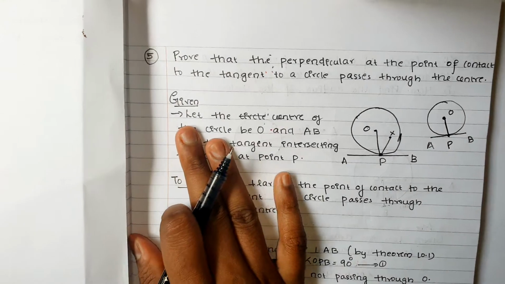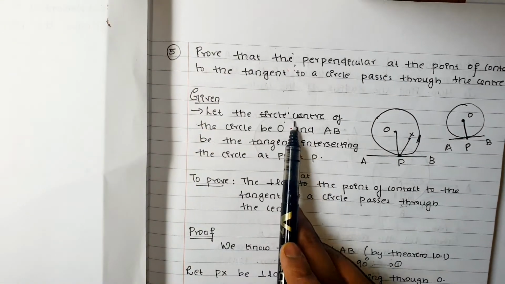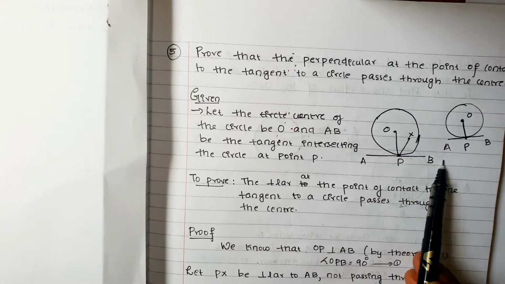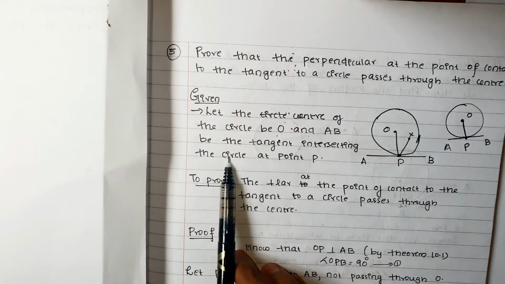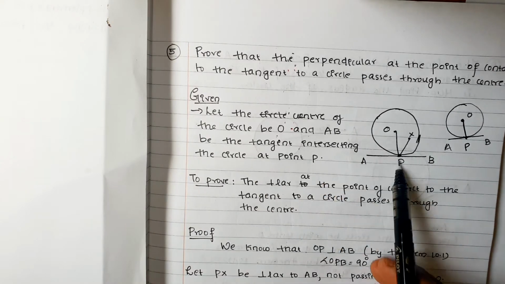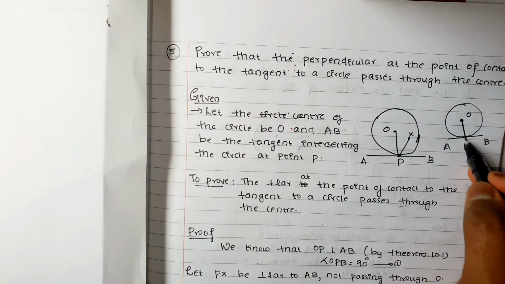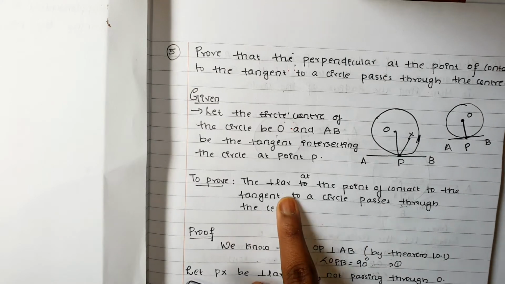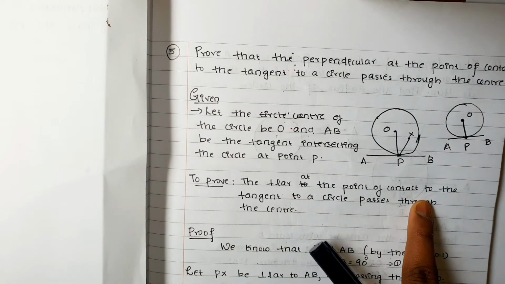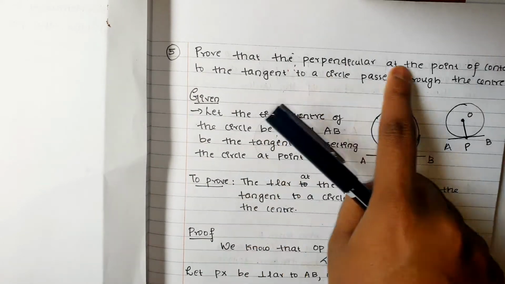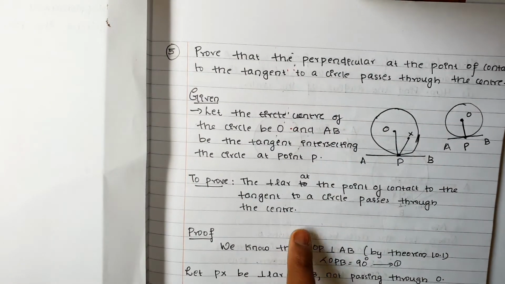Okay. So what is given? Given a circle with center O and AB is our tangent, AB the tangent intersecting the circle at point P. Okay, what we have to prove? We have to prove the perpendicular at the point of contact to the tangent to a circle passes through the center, which is given in the question that we have to prove.